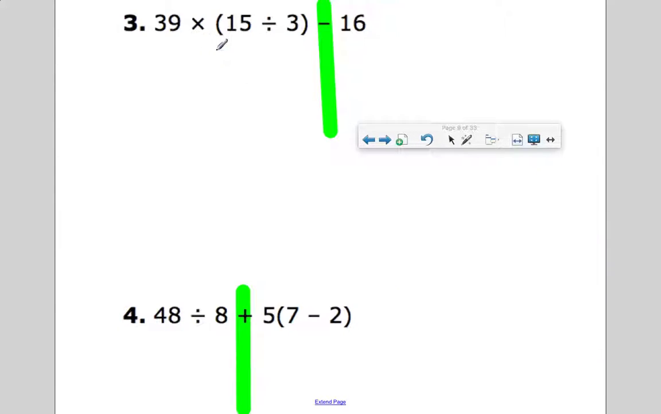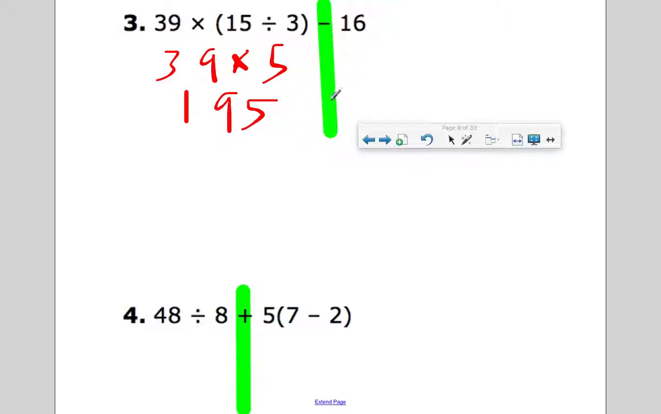The left side, 39 times what's inside this parentheses, these grouping symbols. 39 times this. 39 times 5 is on the left side. And what is 39 times 5? I'm not really sure. 45, carry 4, 195.